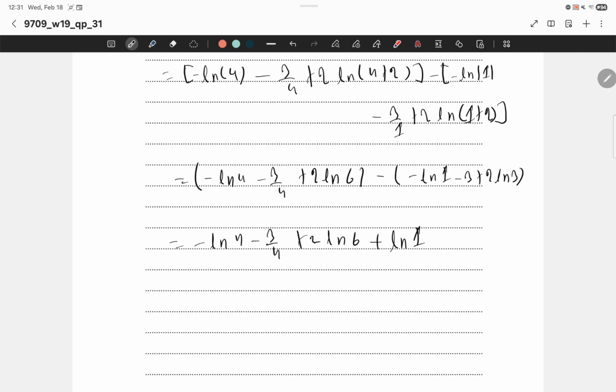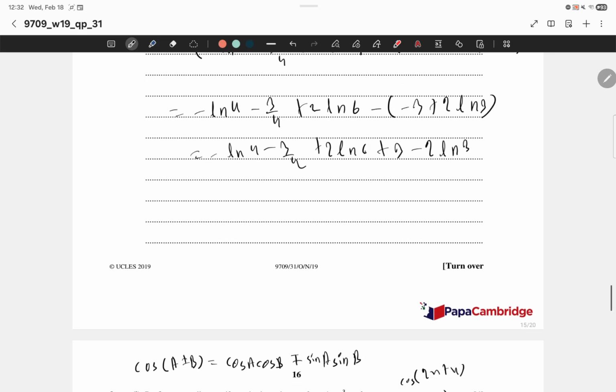Wait, ln 1 plus... so negative ln 1 minus 3 is actually negative 3. So wait, negative 3 plus 2 ln 3. So negative ln 4 minus 3 by 4 plus 2 ln 6 plus 3 negative 2 ln 3. It's a 2 ln 6.